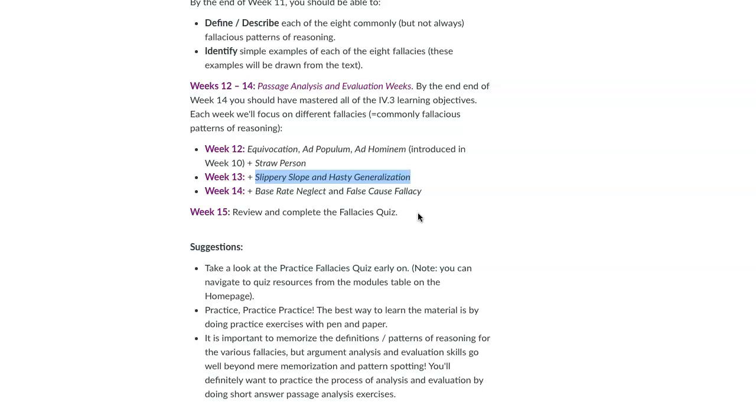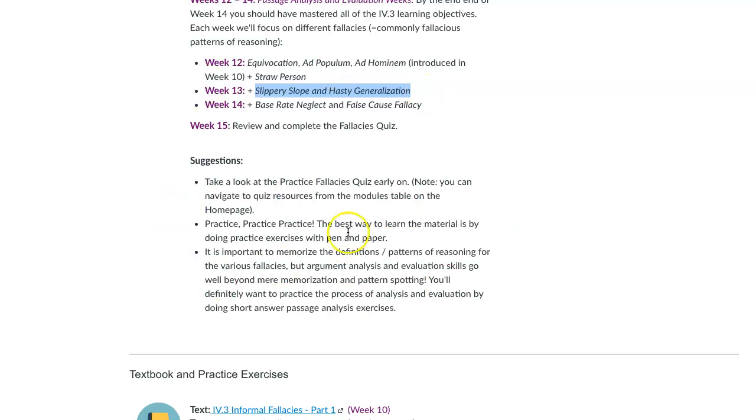So you'll have questions like that that are auto-graded. And you'll also have a couple of short answer questions where your task is to be able to reconstruct the argument in standard form, identify its various parts, fill it out, analyze it, decide if it looks like one of our fallacies, and then actually evaluate it to see if it is one. So that's the plan for fallacies.